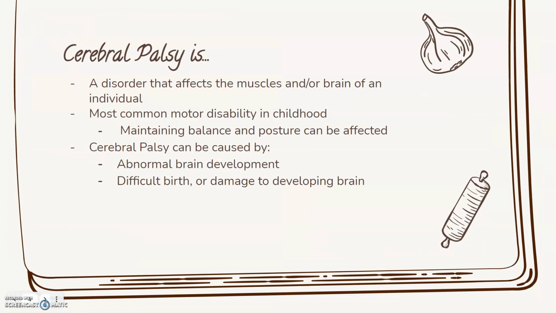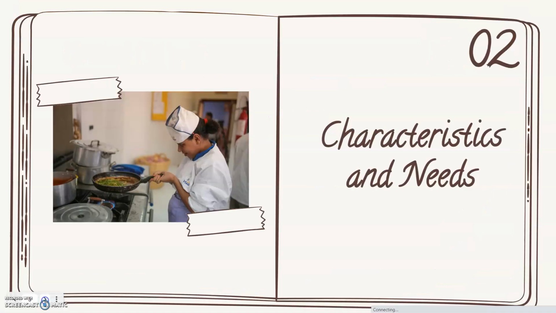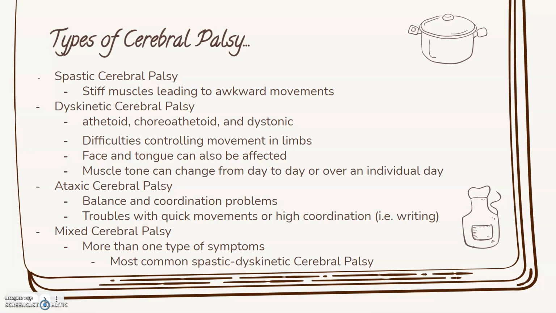CP is a disorder that affects the muscle and or brain of an individual and is the most common motor disability in childhood, as it affects the student's ability to maintain balance and posture. CP can be caused by abnormal brain development during pregnancy, difficulties at birth, or damage to a developing brain. CP comes with several varying characteristics and needs. There are four main types of CP.